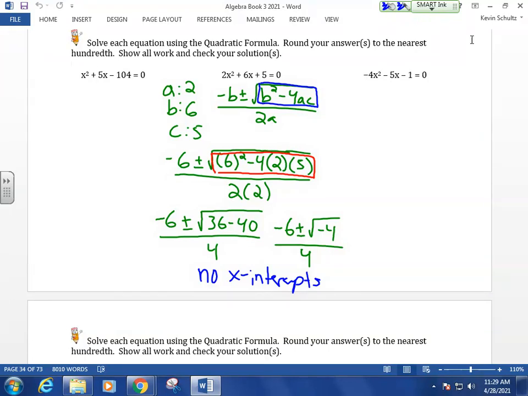I get no x-intercepts because of this right here. The root of a -4. If you take the root of a -4 in your calculator, it'll give you an error. It'll say non-real answer because the root of -4 is an imaginary number. Seriously. Yep. Do we just make up the number? No, you imagine that it crosses the x-axis.